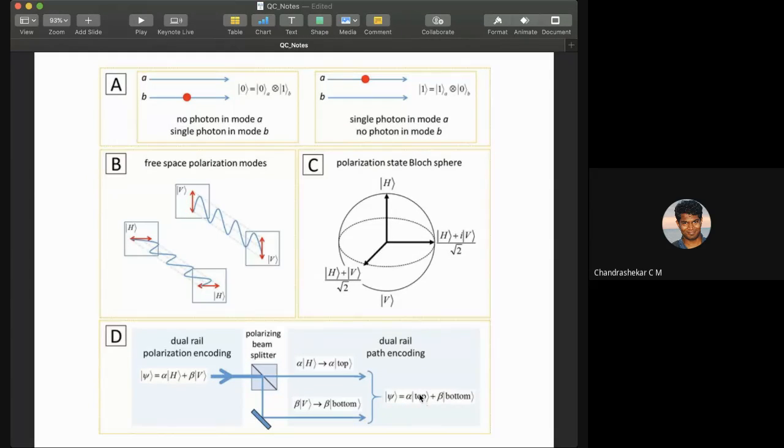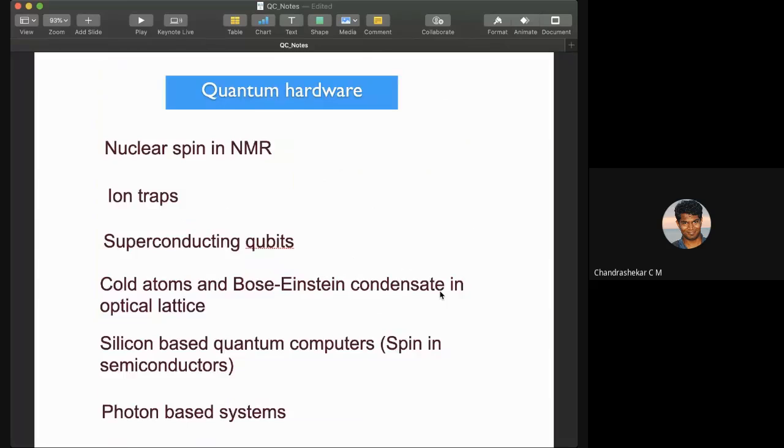Top and bottom can be your 0 and 1. H and V can be 0 and 1. So similar way, once you decide how you are doing encoding, then you start defining all these gates using optical components. Right? That's one. Now, in a current day scenario, today, nothing can be said as the most efficient quantum computers.